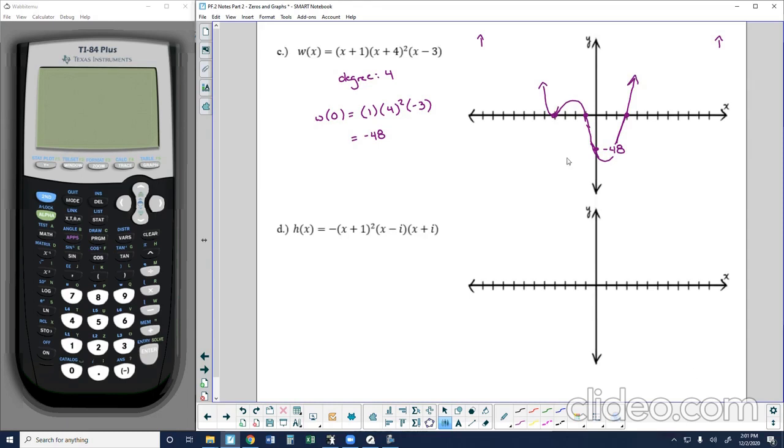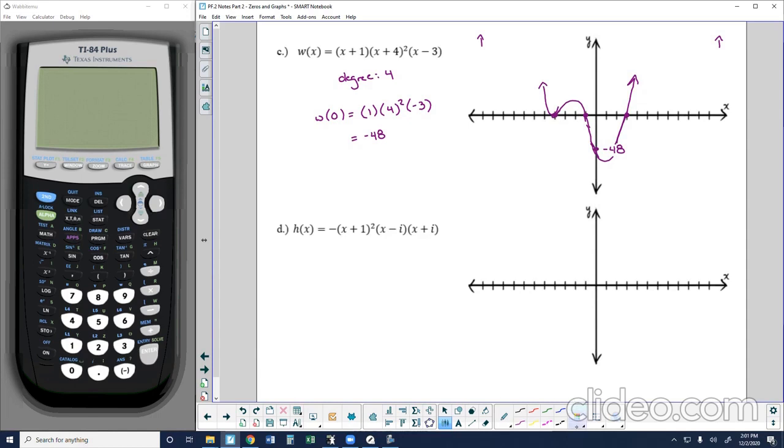Again, we're not worried about finding exactly where those relative maximums and minimums are. As long as you get the right x-intercepts, whether it's passing through or bouncing, you have that correct. You have the right y-intercept, and then you have the right end behavior. That's what we're looking for. Let's take a look at one more example here where this is already factored for us.